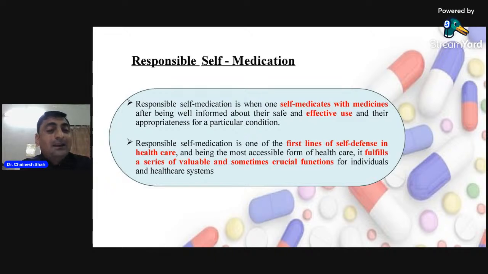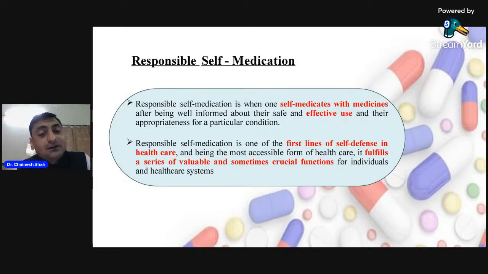Yes, it is a mild analgesic. We can use it as a painkiller, but it is affecting mood also. The patient will start relaxing the body. This kind of thing happens. So be responsible with self-medication. I am defining now what responsible self-medication is.